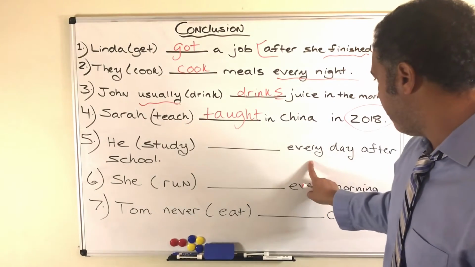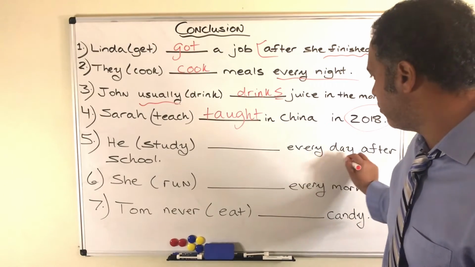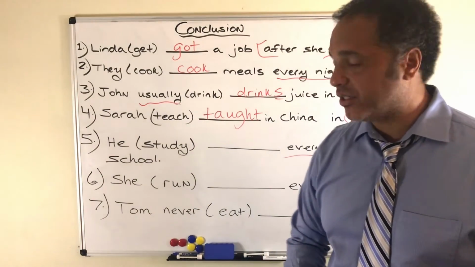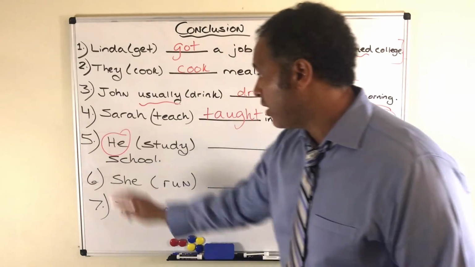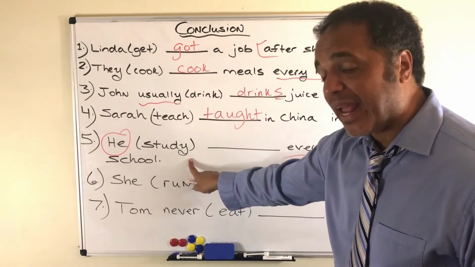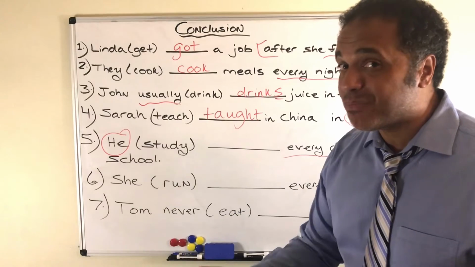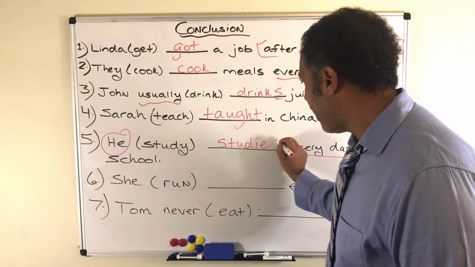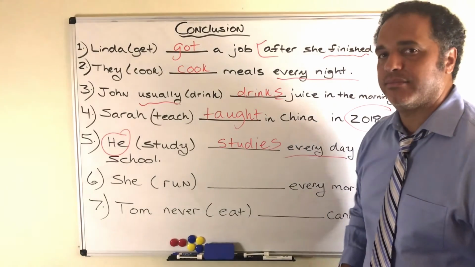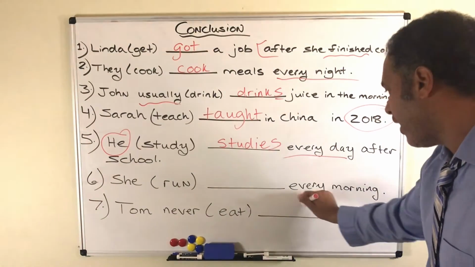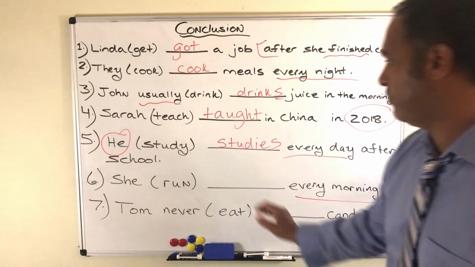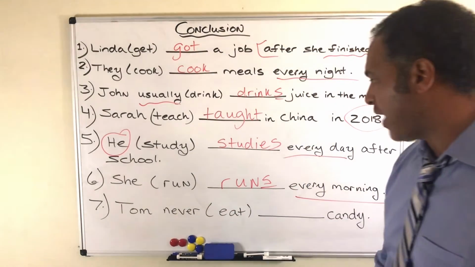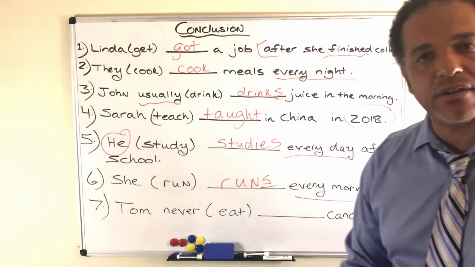He blank every day after school. Again, every day should tell me that it is present tense, but subject, he. This one ends in Y. So we don't just put S, we have to change it. IES. She blank every morning. Should be present tense. And again, we just put an S there to make it singular.